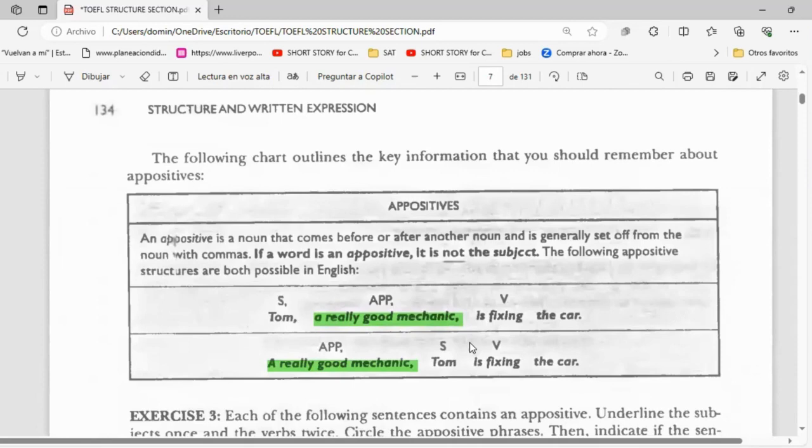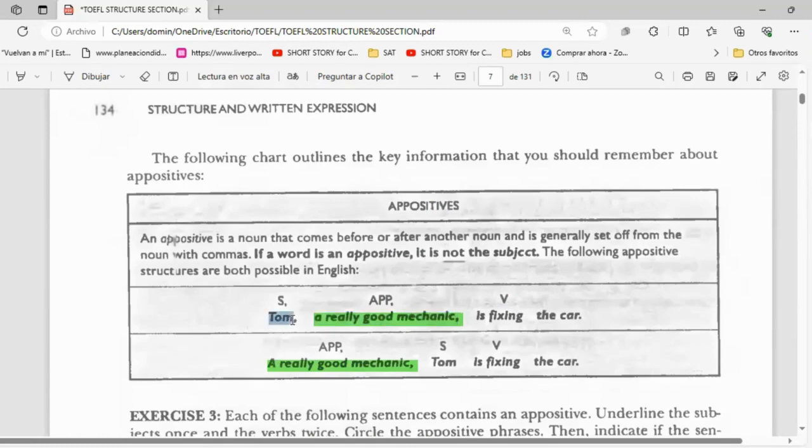So this is a chart that summarizes the key information that you should remember about appositives. An appositive is a noun that comes before or after another noun and is generally set off from the noun with commas. If a word is an appositive, notice here, it's very important: if a word is an appositive, it is not the subject. In other words, that extra information, you should not consider the subject.